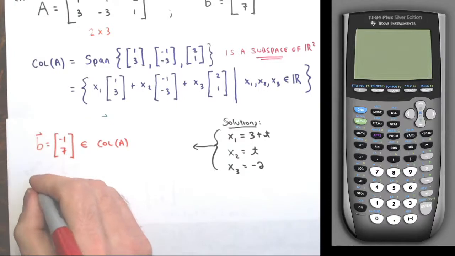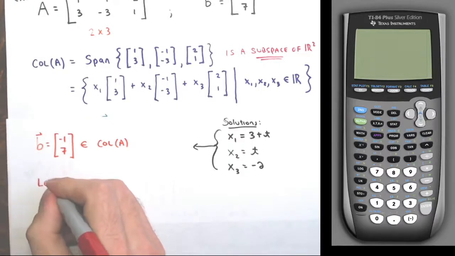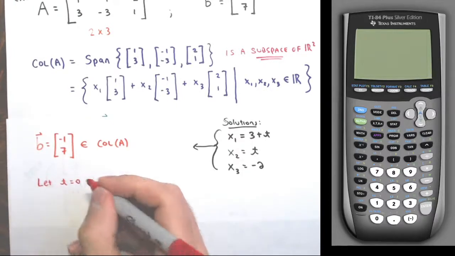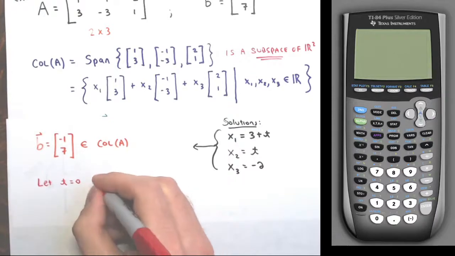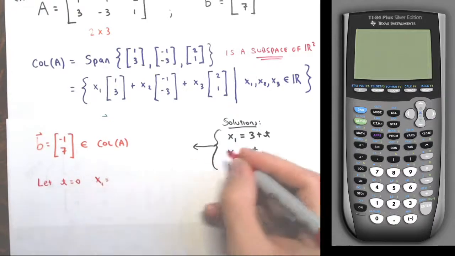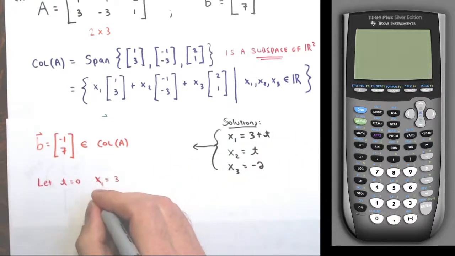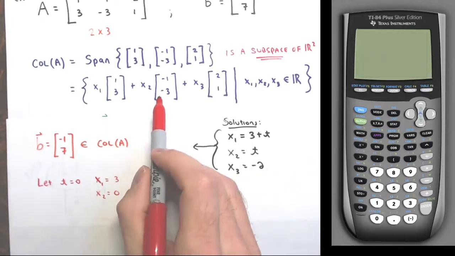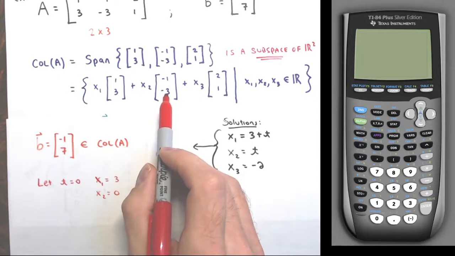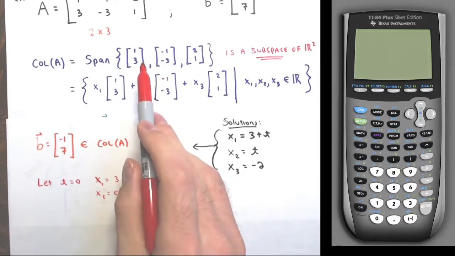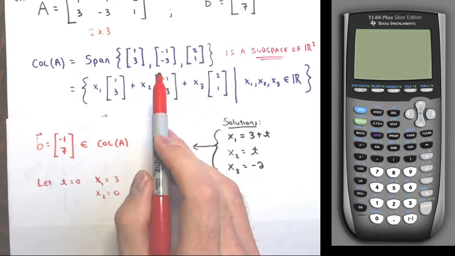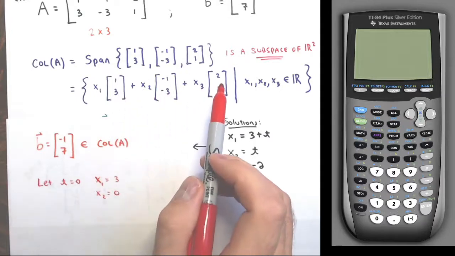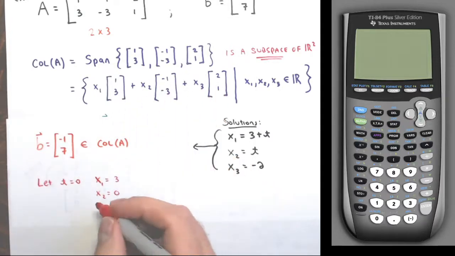Because if I let t equal 0, you would then see that the value of x1 would be 3, 3 plus 0, and the value of x2 would just be 0, telling me that this second vector is not necessary. So the span of these three vectors would be the same as the span of just 1, 3, and 2, 1, just those first and third vectors.